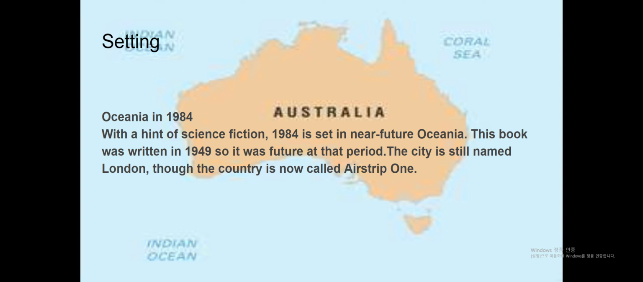So, the setting of this book was based on Oceania in 1984 with a hint of science fiction. 1984 is set in near future Oceania. This book was written in 1949, so it was future at that period. The city is still named London, though the country is now called Airstrip 1.